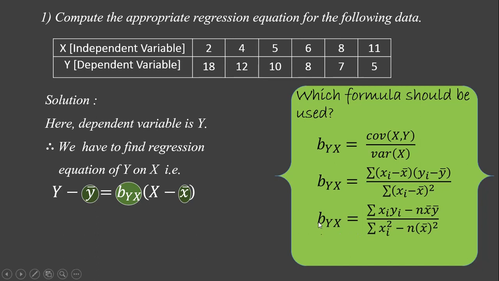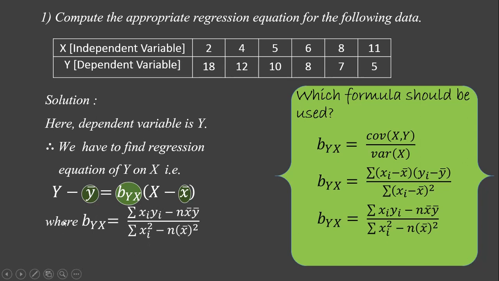Okay, so we use this formula: byx is equal to summation xi yi minus n into x bar y bar upon summation xi square minus n into x bar square. So here we find the equation of y on x, that is y minus y bar is equal to byx into bracket x minus x bar, where byx is given by this formula. Now to get values in this formula, we can find x bar, we can find y bar. Now we have to make a table for finding summation xi yi and summation xi square.